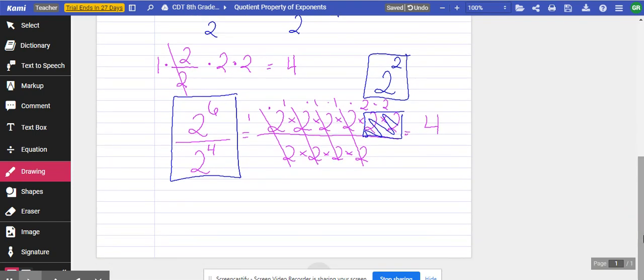Okay, so let's try out your rule. So whatever you wrote down as your rule, let's test it. Let's test your theory on a couple of questions. So solve this one according to the rule you wrote and see what you get.